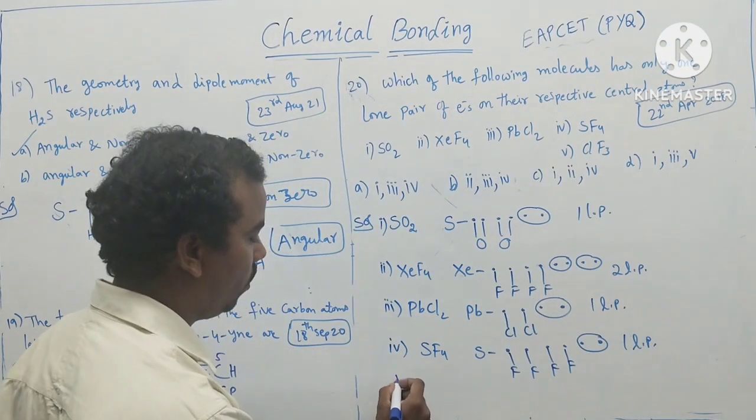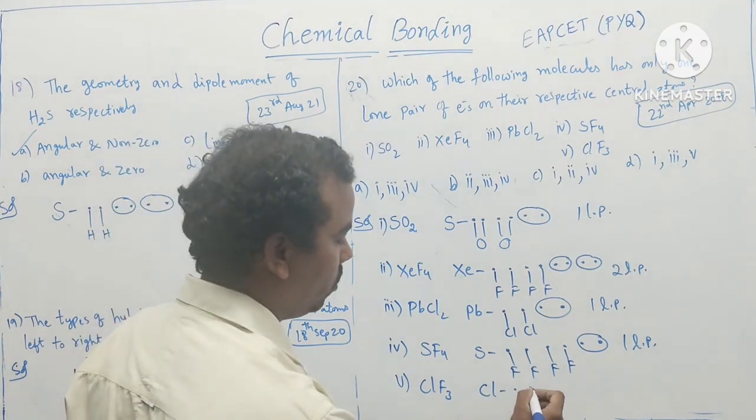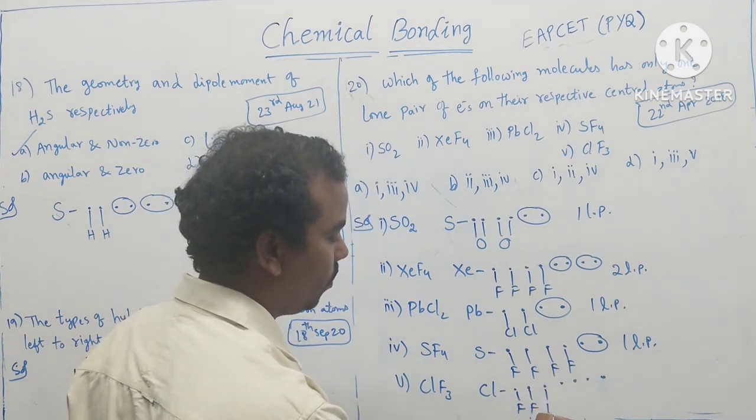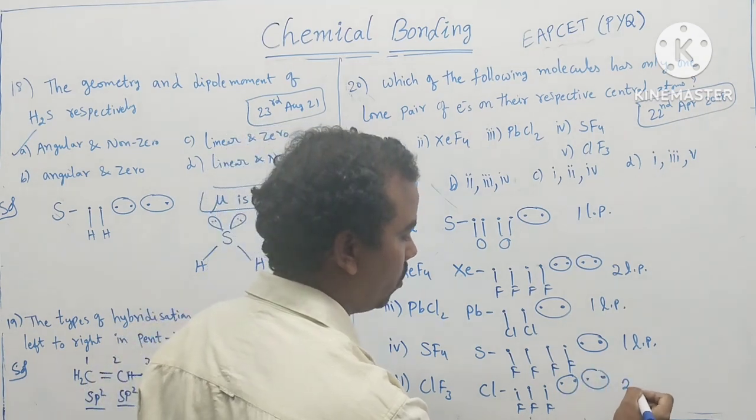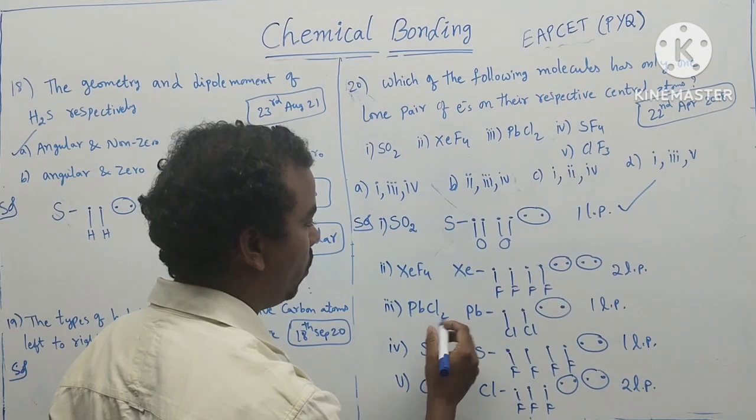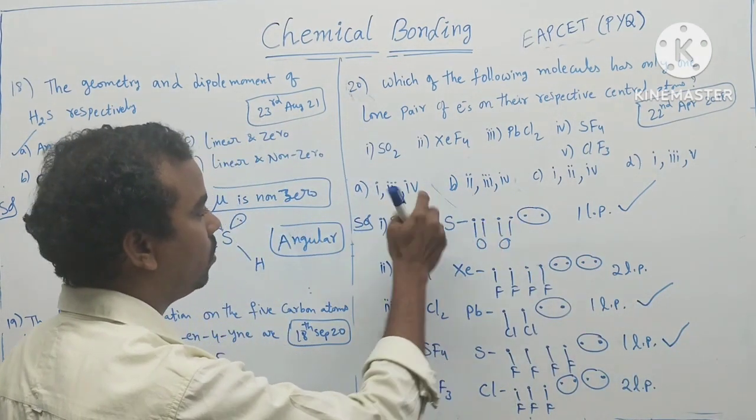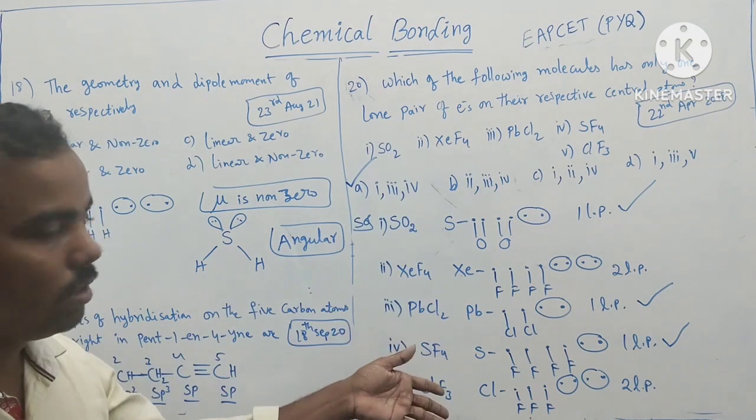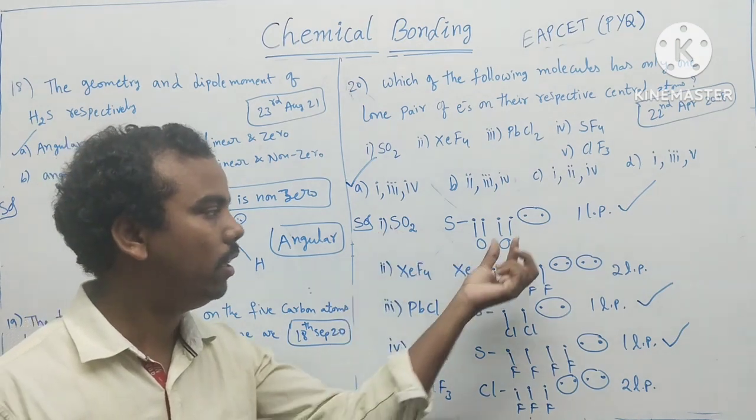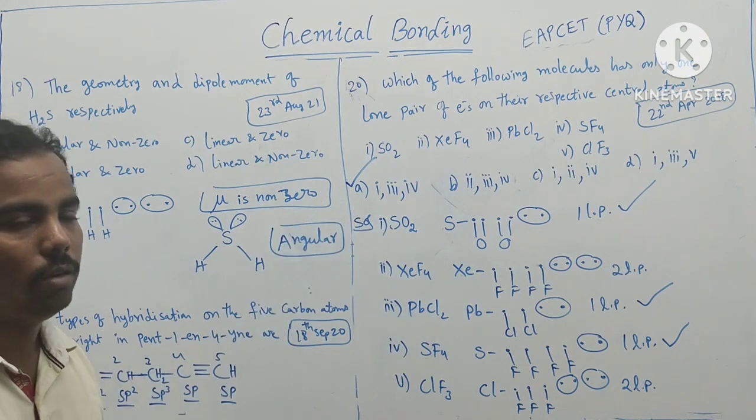So finally ClF3. Central atom is chlorine. Chlorine valence electrons 7. 1, 2, 3, 4, 5, 6, 7. 3 fluorines form 3 bonds. So remaining 2 lone pairs. So the answer is 1 SO2, 1 and 3, next 4. 1, 3, 4. So answer A. So very easy. If you know the valence electrons or group number of the central atom, then you can easily calculate how many bond pairs and how many lone pairs are present on that central atom.